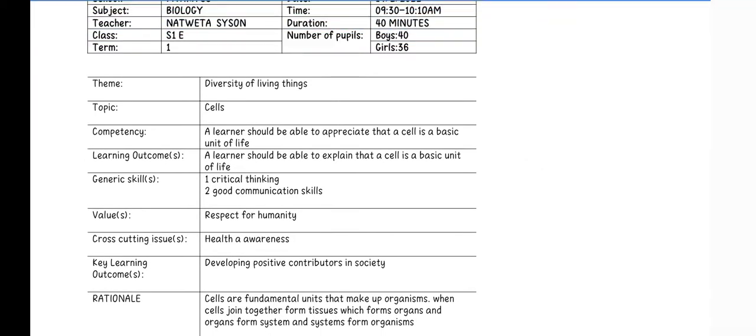The theme for the lesson is diversity of living things. Topic is cells, and generally the competency for the topic and theme is the learner should be able to appreciate that the cell is a basic unit of life. The outcome of the lesson is a learner should be able to explain that a cell is a basic unit of life for both living things, that is animals and plants.